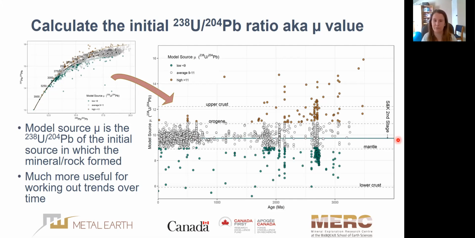Just to point out a couple of reference lines on here, anything higher than around 11 is generally considered to be high mu. These are things that have more of a crustal signature, or things that have gone through orogenic processes. Anything around 9 down here is roughly a mantle signature, and anything below that, so all these green dots, are quite unique, and it's more difficult to explain how to produce those low values, but I'll get to that shortly. This low mu cluster of values here is a lot of what we see in the Superior Province, and I'll zoom in on this shortly.